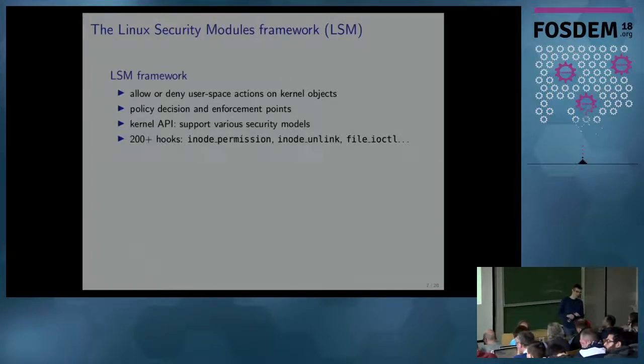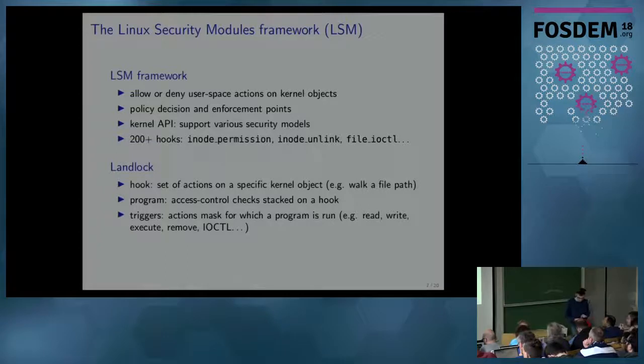And, well, there's more than 200 hooks in the kernel, so it's quite complex. And all of them are quite specific to the kernel code, and they may evolve with the kernel code as well. So it's not a stable API, and it's done on purpose. With Landlock, the idea is to try to bring some part of the LSM features to user space in a safe way and accessible to unprivileged processes. So it's a bit different.